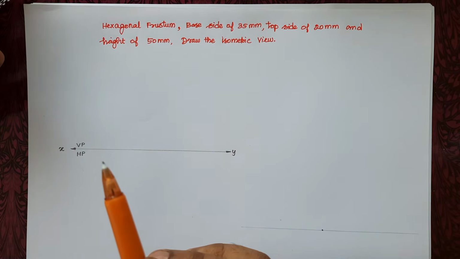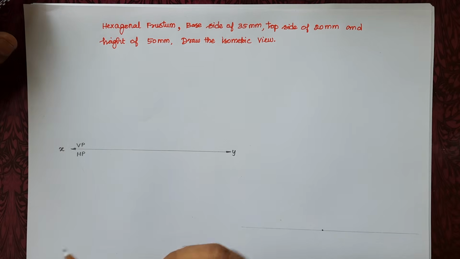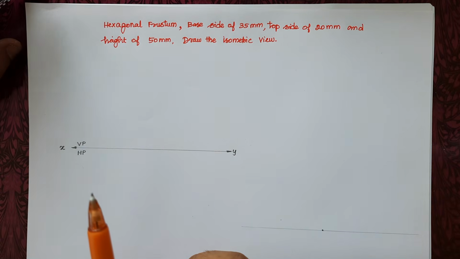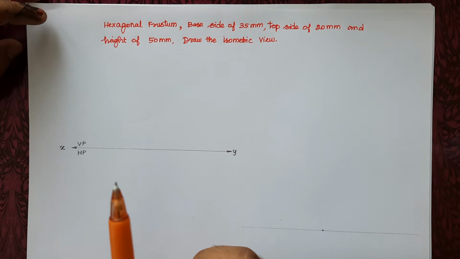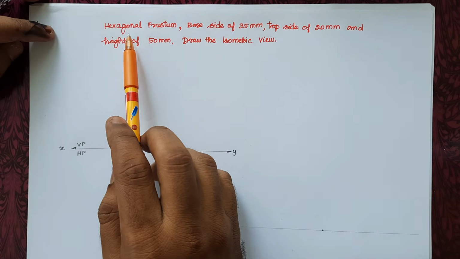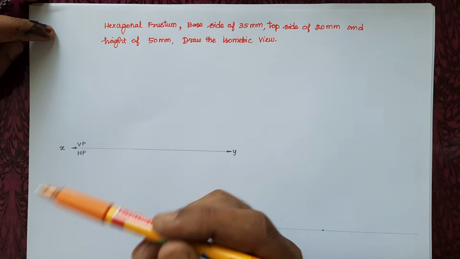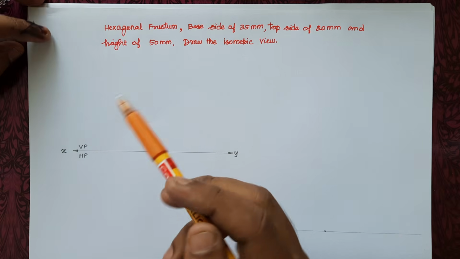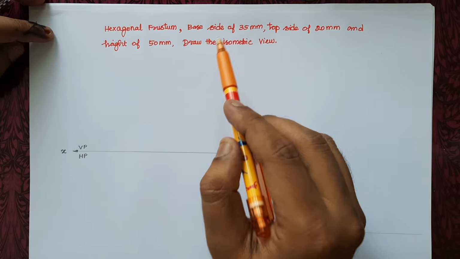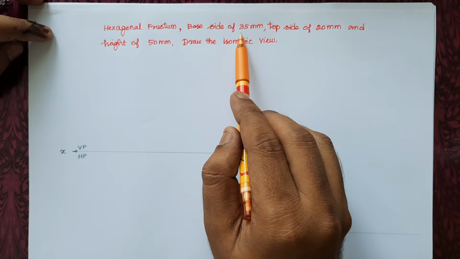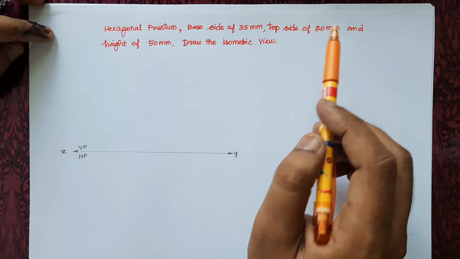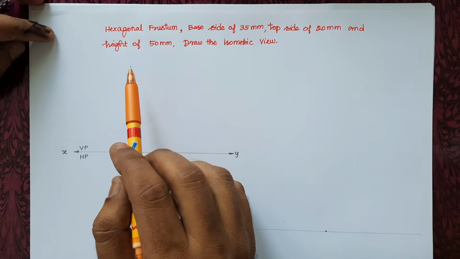Actually, frustum means if we cut the pyramid by using a horizontal plane, the remaining portion is known as the frustum. So here the frustum's base and top have the same shape but different dimensions. If it is a hexagonal frustum, the base is a hexagon and the top is also a hexagon, and the base hexagon has a different size than the top hexagon. Here the base side of the hexagon is 35 mm and the top side of the hexagon is 20 mm, and the height of the frustum is 50 mm.